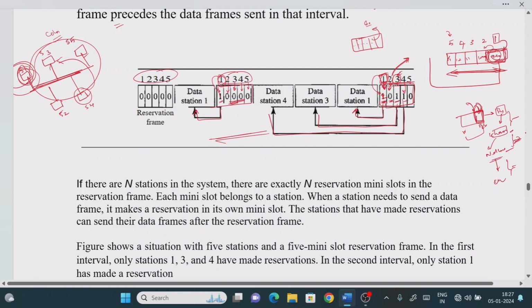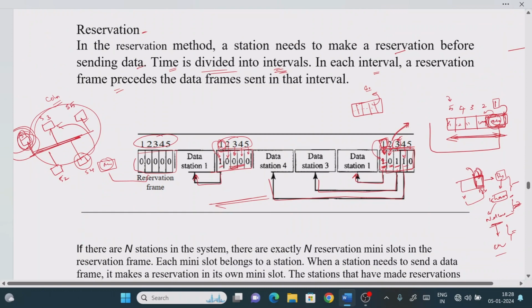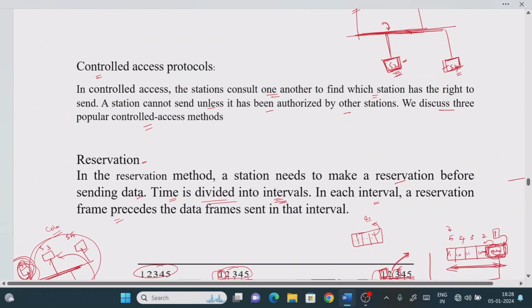Now for example, see that no one is ready to go from Nellore to Chennai. So all berths are not reserved. It means that nobody is going to send the data, we have no data to send. So the simple thing is that if you want to send the data, we have the time slot. Within a particular time slot only, you need to send the data. So that is what all is about the reservation in the controlled access protocol method.